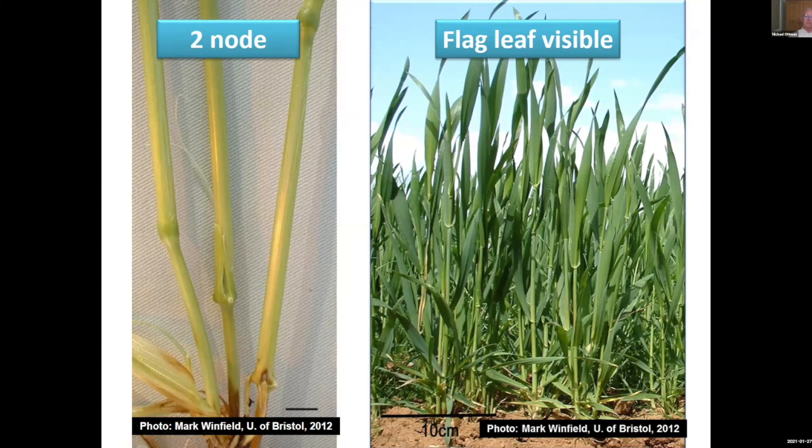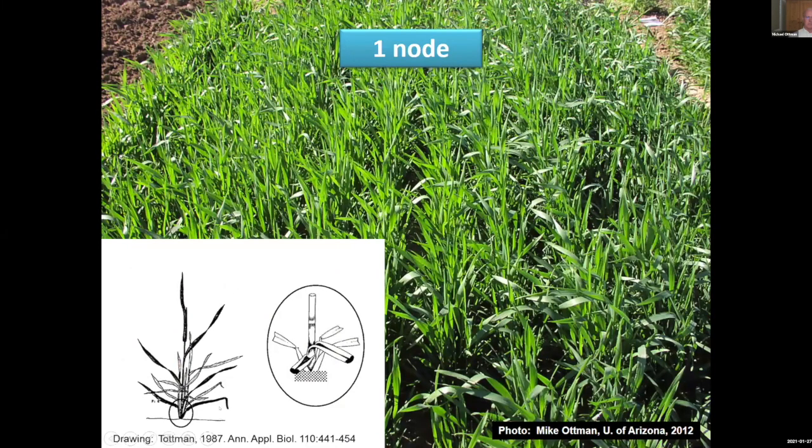and the reason we go from counting leaves to counting nodes is because, if I may back up, once you get to the 1-node stage, it starts getting difficult to count leaves. And that's because the lower leaves start desiccating and they literally disappear.